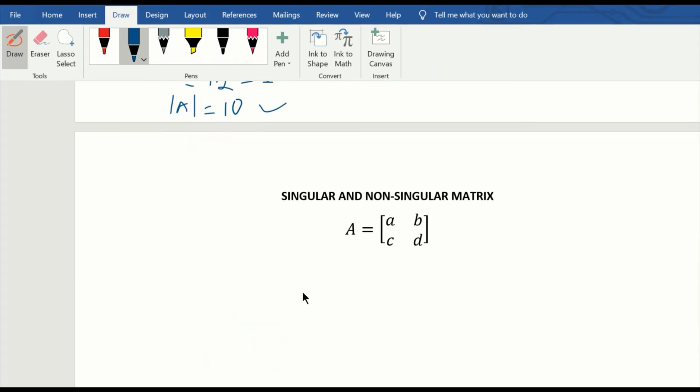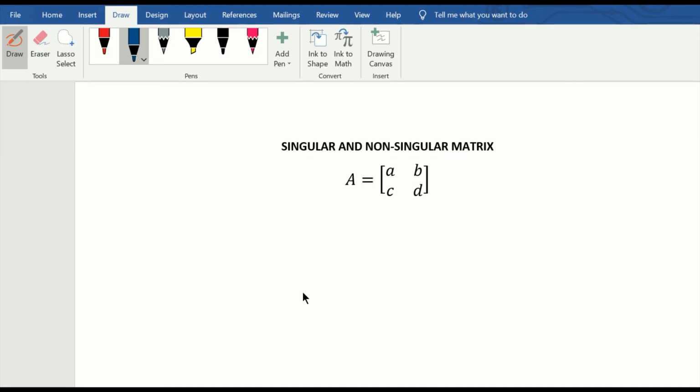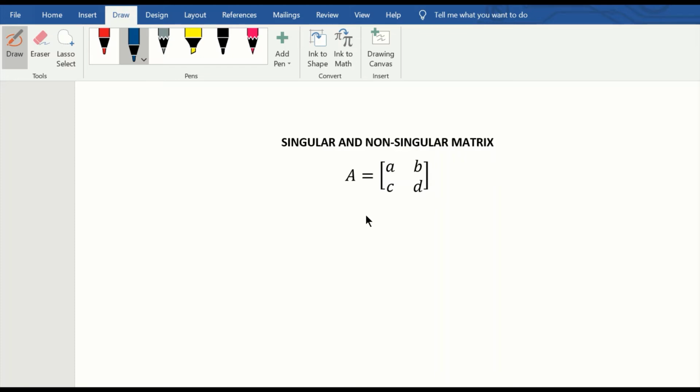Now let's look at two more concepts of determinants. We have what we call a singular and non-singular matrix. A singular matrix is a matrix in which the determinant of the matrix is 0, while a non-singular matrix is a matrix in which the determinant of that matrix is not equal to 0. For example, if the determinant of matrix A is equal to 0, it is called a singular matrix.